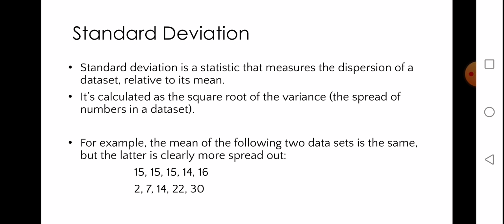We have an example. The mean of the following two datasets is the same, but the latter is clearly more spread out. In dataset 1, we have 15, 15, 15, 14, and 16. In dataset 2, we have 2, 7, 14, 22, and 30. If the data points are further from the mean, the deviation within the dataset is higher. The more spread out the data, the higher the standard deviation.